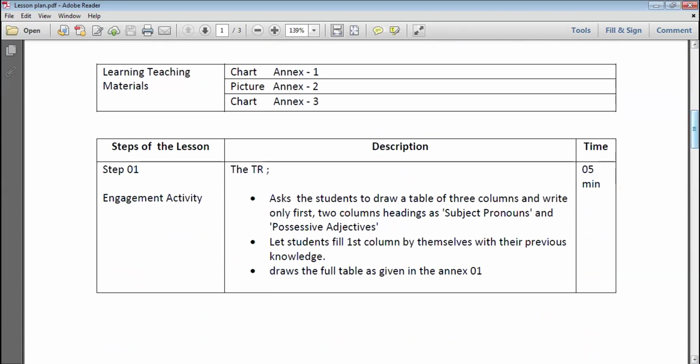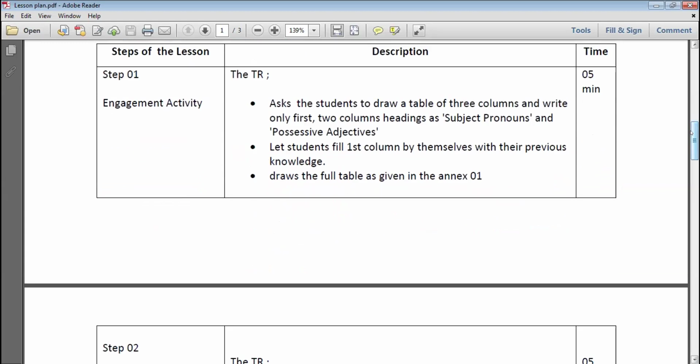Let's go to the lesson tab. As step 1, give a table of 3 columns and write only the first 2 column headings as subject and possessive adjectives. After that, let the students fill the first column by themselves with their previous knowledge, and finally draw the full table as given in Annex 1. Here, the teacher completes each column without making it so hard at the beginning of the lesson.